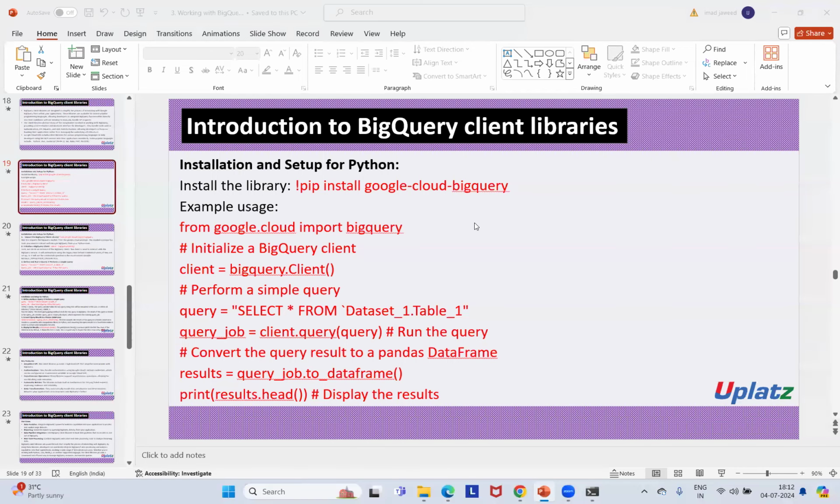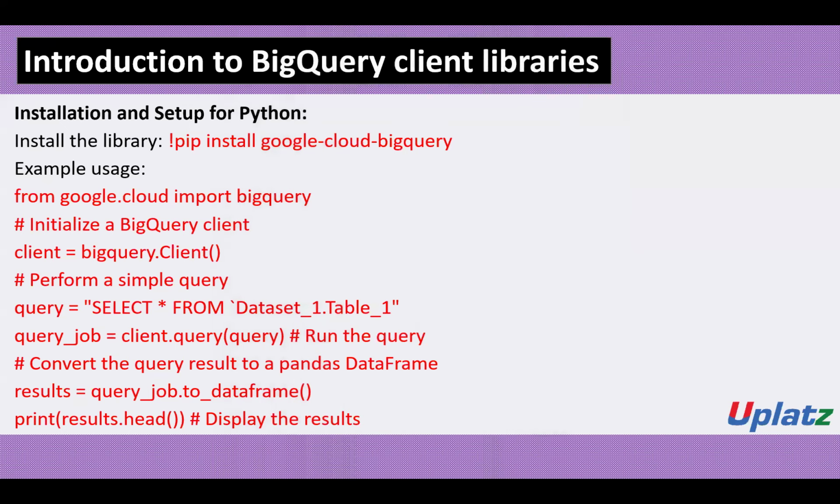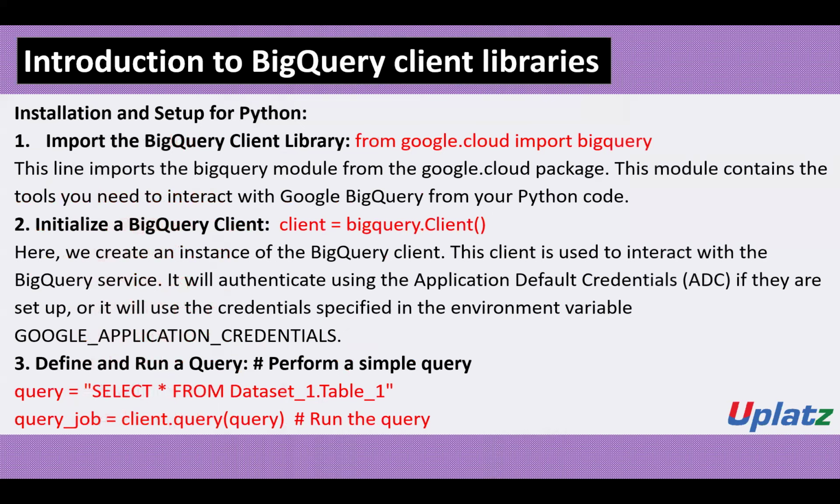So I hope now you understand how you can do the installation and setup for Python in order to interact with BigQuery. Even if you want to understand this code in detail, let me help you understand it. See here, in the first line, we have imported the BigQuery client library: from google.cloud import bigquery. This line imports the BigQuery module from the google.cloud package, and this module contains the tools you need to interact with Google BigQuery from your Python code.